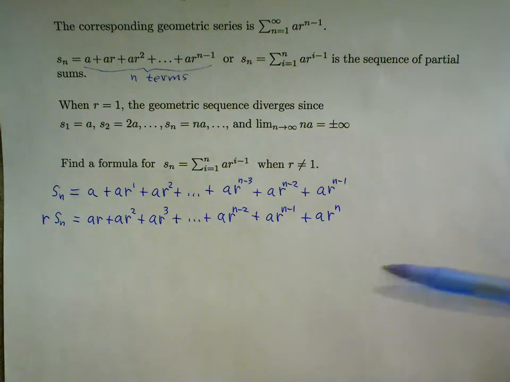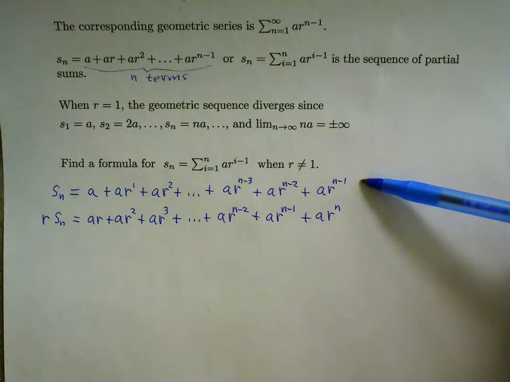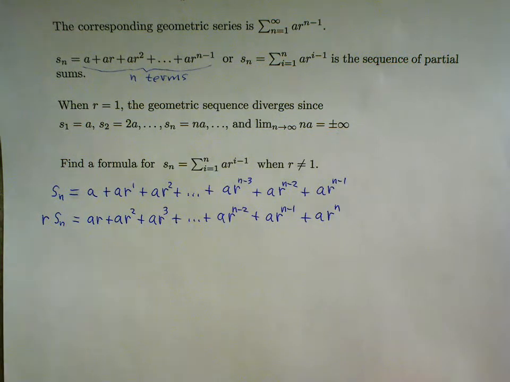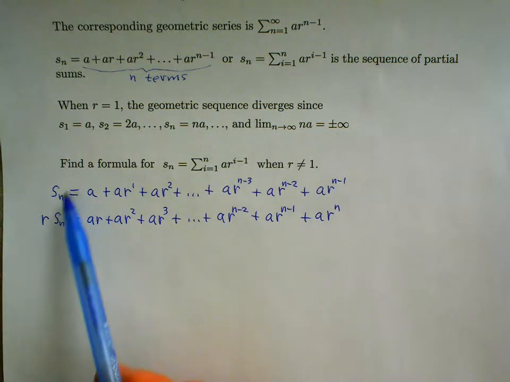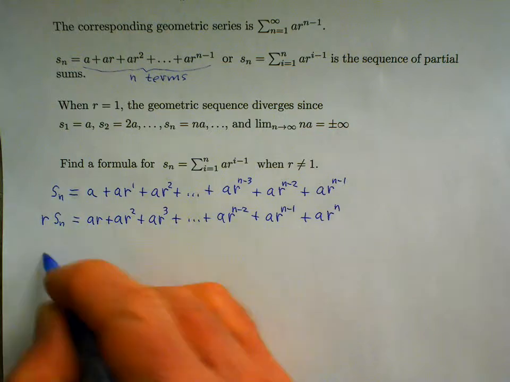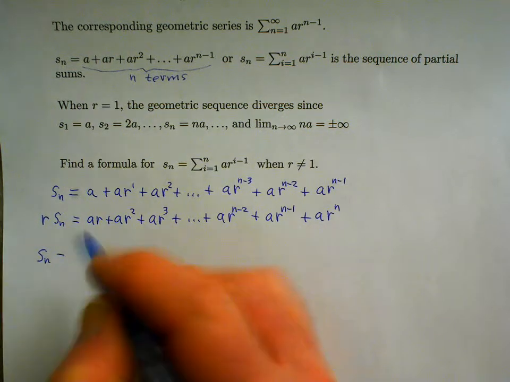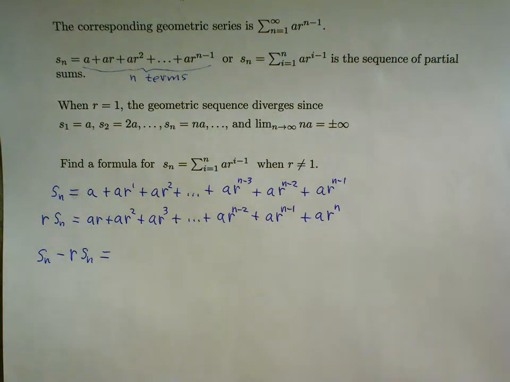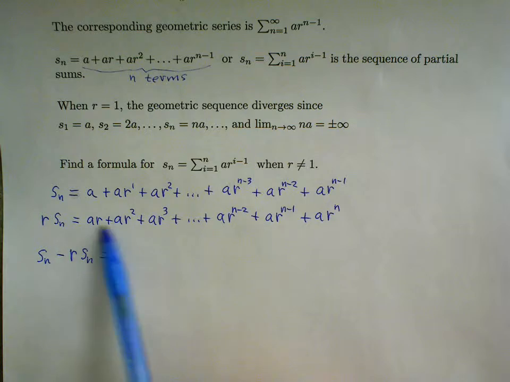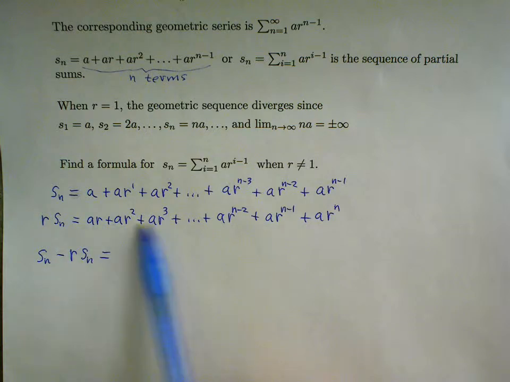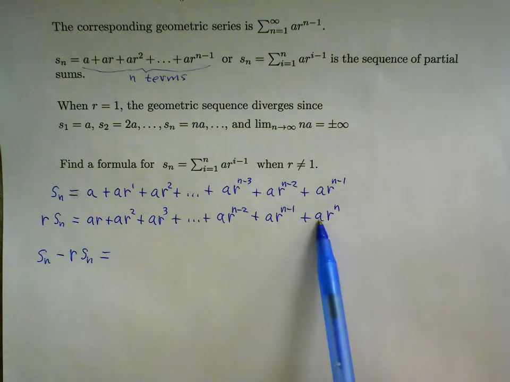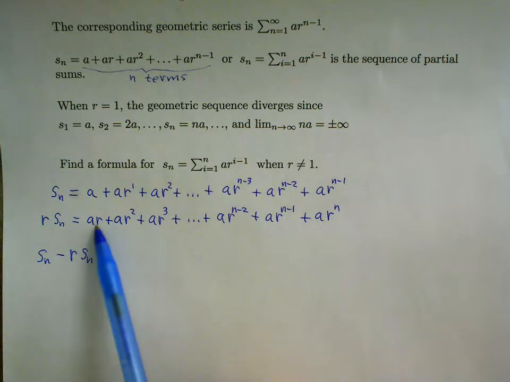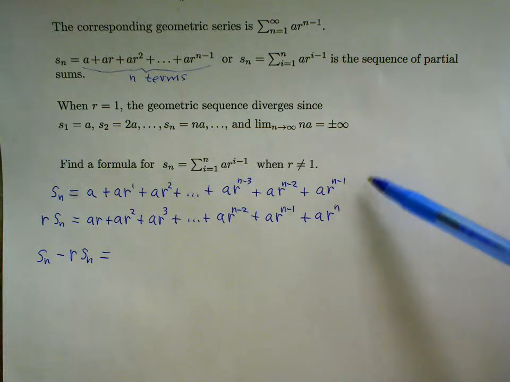So let's subtract the bottom equation from the top equation. So in other words, on the left-hand side, S sub n minus r times S sub n. And what happens on the right-hand side? We're subtracting the terms from the bottom equation, or from the bottom right side. We're subtracting them from the terms above.